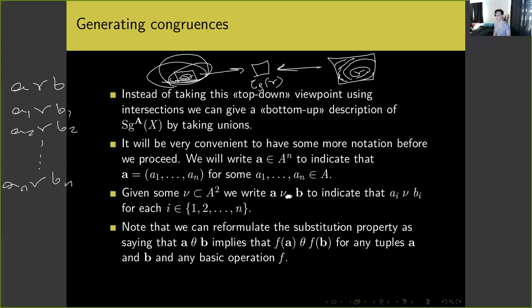So we can reformulate the substitution property as saying that A theta B implies that F of A theta F of B for any tuples A and B and any basic operation F. So notice that F of bold A is by definition the same thing as F of A1 through An. So this is some nice shorthand that will help us out a lot in the future.